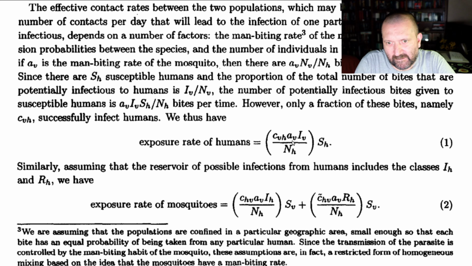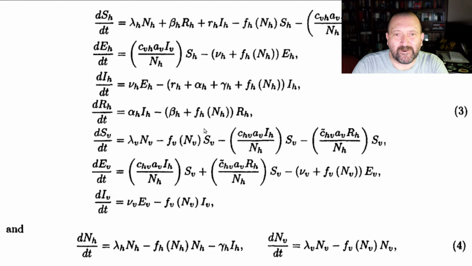And so remember, when I'm looking at a proportional incidence, I'm dividing by n, the total population. Well, if I'm looking at a proportional incidence in a vector host model, I need to divide by the number of hosts, not the number of hosts plus vectors. Okay, that's one interesting thing here.